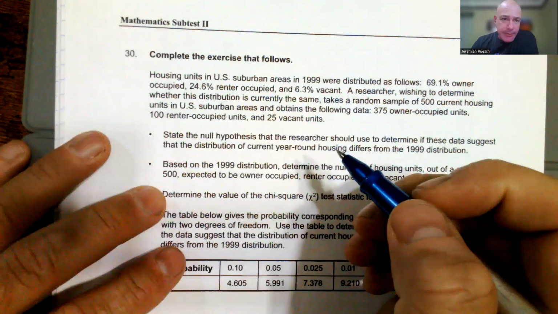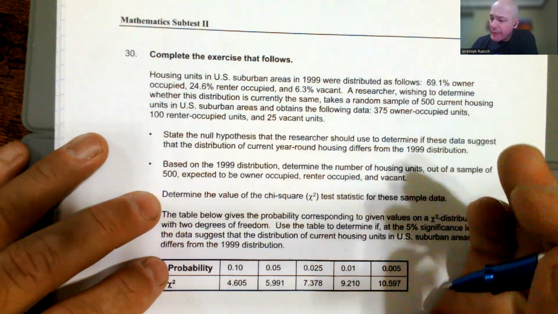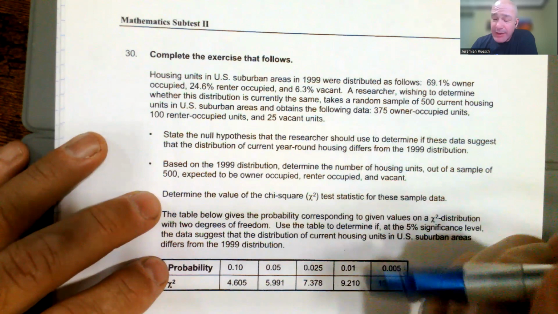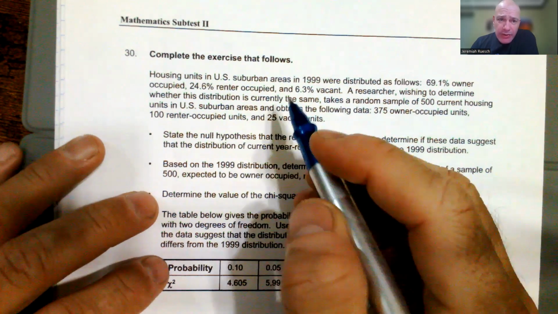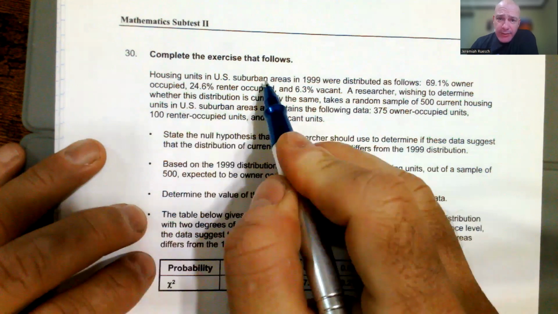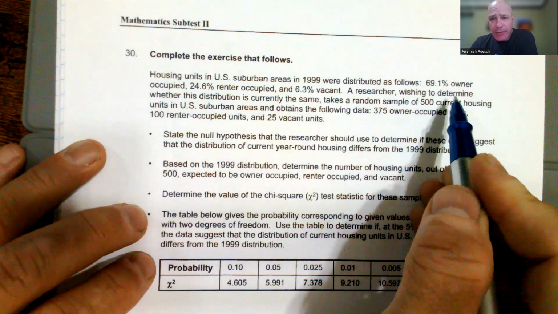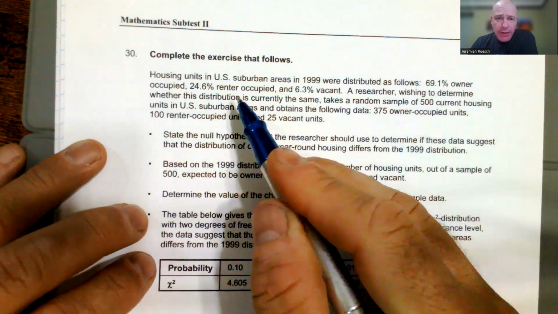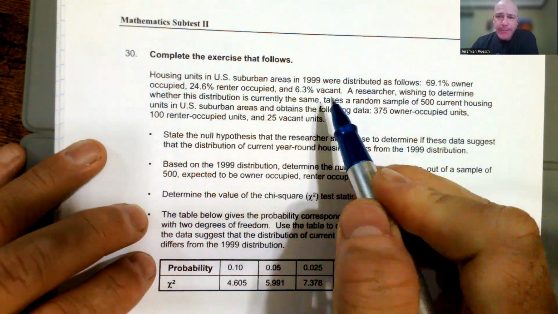This is problem 30, extended response or constructed response on subtest 2 for the CSET. In this question, it says housing units in the U.S. in 1999 were distributed as follows: 69.1% owner occupied, 24.6% renter occupied, and 6.3% vacant.